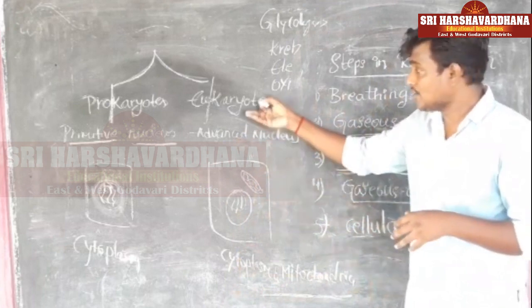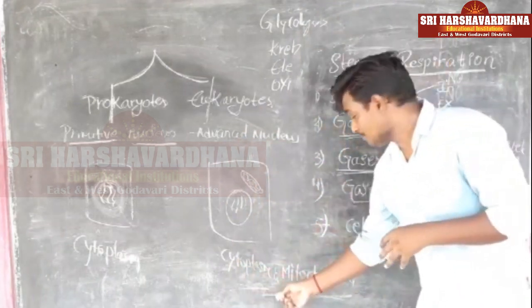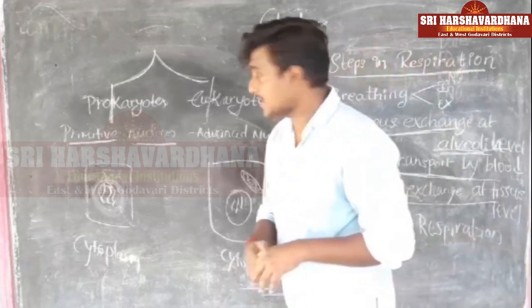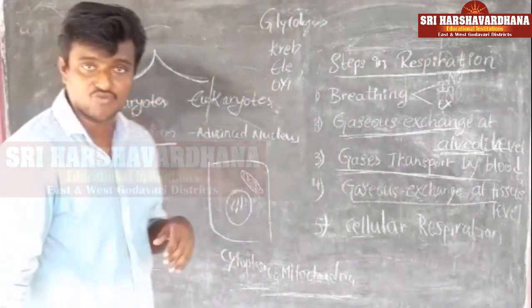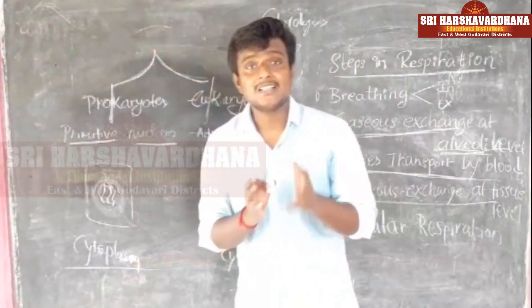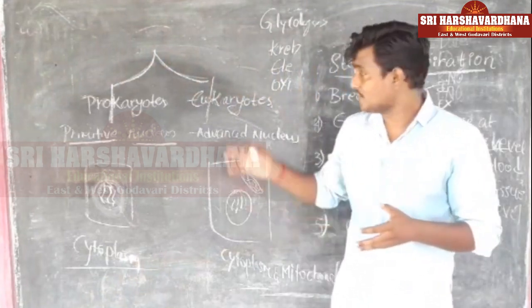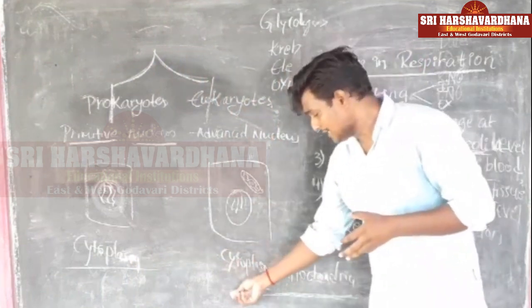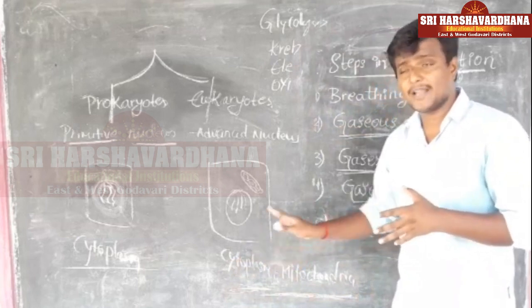If you take the eukaryotes, in the eukaryote we can see the cellular respiration process is done in the cytoplasm and mitochondria. But in the prokaryotes, this cellular respiration process is done only in the cytoplasm. And immediately you are asking me one question, sir, if you take the eukaryotes, in the eukaryotes we can see the cellular respiration process is done in the cytoplasm and mitochondria.